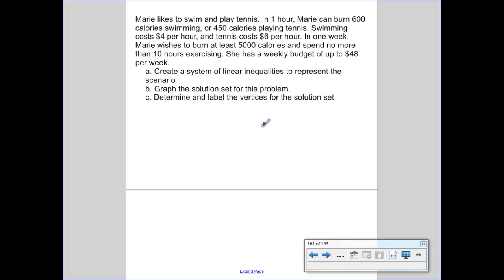Marie wants to get some exercise, so she's going to swim and play tennis. I know these numbers are ridiculous because they're from like a couple years ago now. But here's some numbers. In 1 hour, she can burn 600 calories swimming or 450 calories playing tennis. So technically, if she wants to burn off calories, swimming is better than tennis. But here's the problem. Swimming costs $4, tennis costs $6. So there's the trade-off. It's going to cost her more money to play tennis than to swim. One more problem. She has a weekly budget of $48 per week.